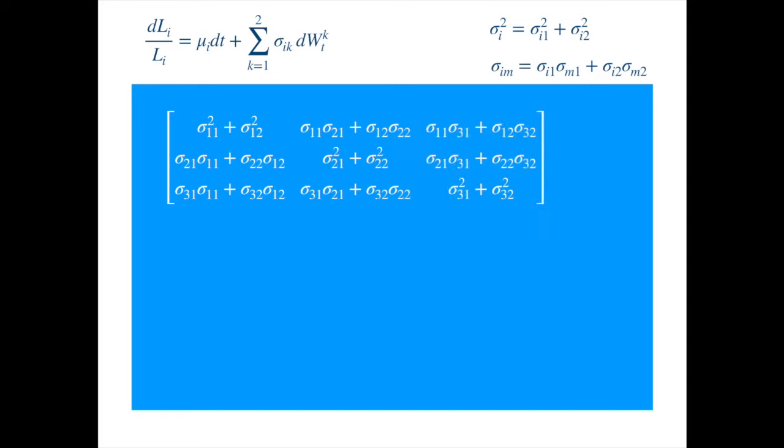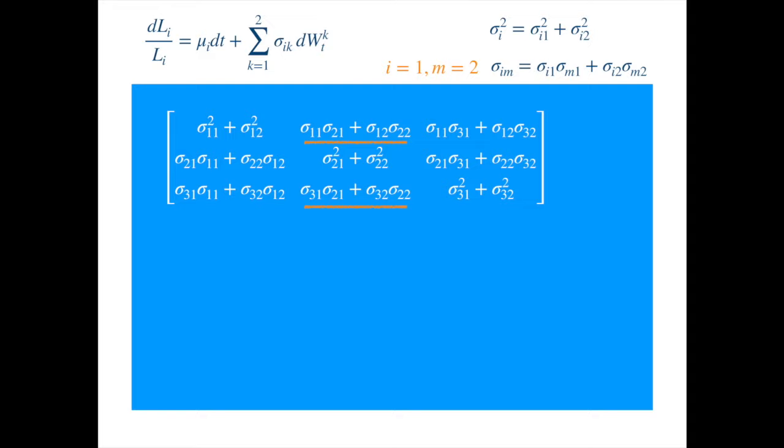Essentially, the diagonal entries are coming from the first expression. For example, the first diagonal entry comes from substituting 1 for I, and the second from substituting 2, and so on. The other entries come from the second expression. For example, substituting I equal to 1 and M equal to 2 gives the entry in the first row and the second column. Substituting I equal to 3 and M equal to 2 gives the entry in the third row and the second column, and so on. So you can specify the LIBOR market model in terms of the variance-covariance matrix.